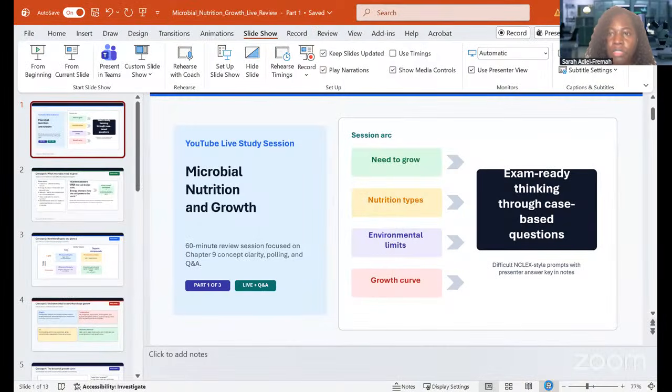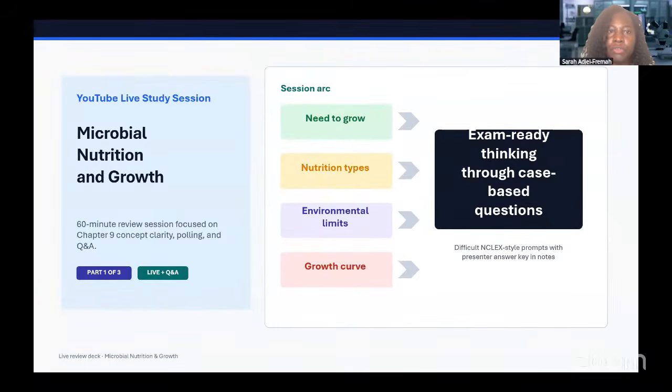So hopefully, I'm going to share my screen, and this would be some of the major concepts that we would mainly review. What do microbes need to grow in terms of nutrition? Now, when you think about us humans, we need carbohydrates for energy, we need proteins, we need some vitamins, we need some minerals, we need water. And similarly, microbes also have needs when it comes to nutrients.